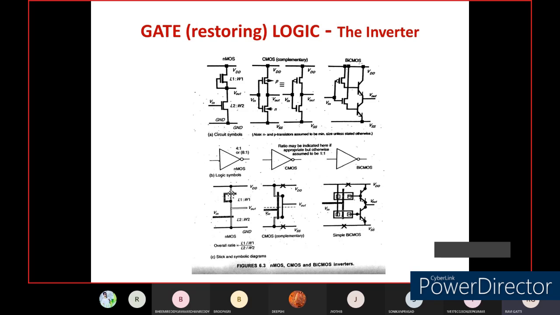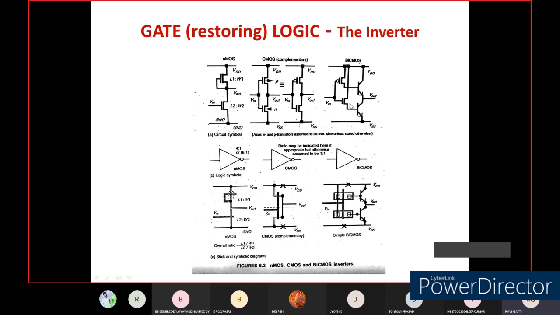If you want to go for the BiCMOS technology, we know that BiCMOS technology is nothing but a combination of your BJT transistors along with the CMOS technology. So there also you can make use of this. The top portion of this we call the pull-up transistors, and the bottom portion of this we call the pull-down transistors.